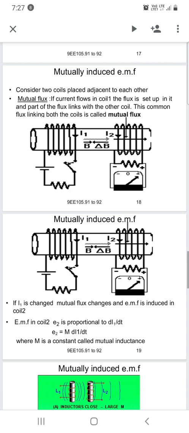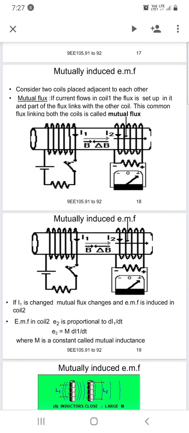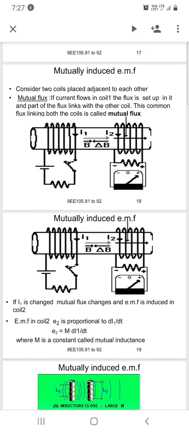The flux moves from the first coil to the second coil, linking both coils. Then an EMF is caused in the second coil. Then it is called the mutually induced EMF. That means the induced EMF in a coil, produced due to the current change in the first or neighbor coil, is called the mutually induced EMF.